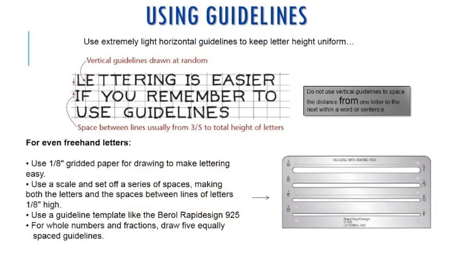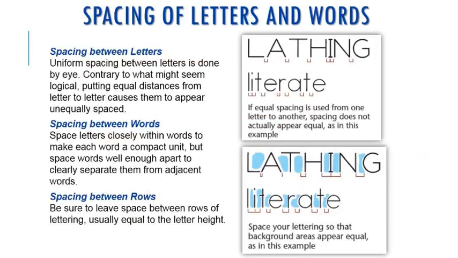ISO 3098 standards must be followed in the use of guidelines. Use extremely light horizontal guidelines to keep height of letters uniform. Put this on your mind that lettering is easier if you remember to use guidelines. Never letter without guidelines.